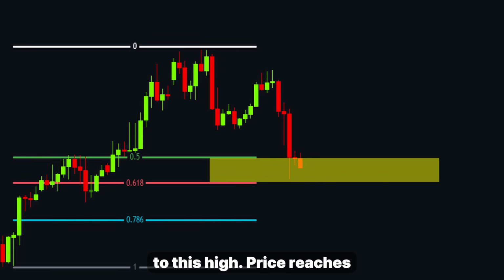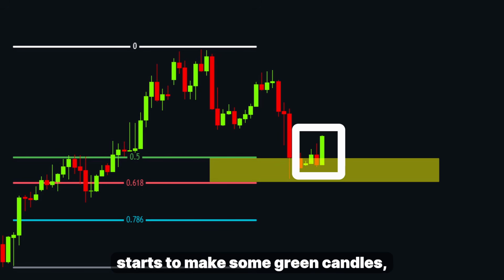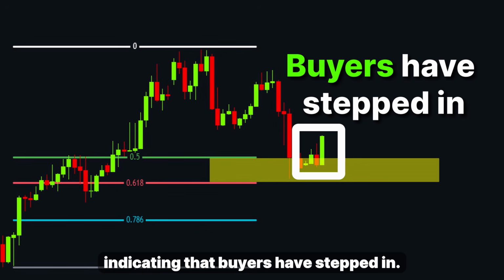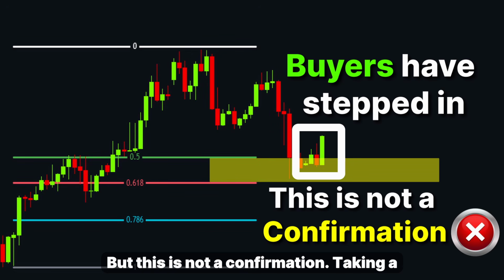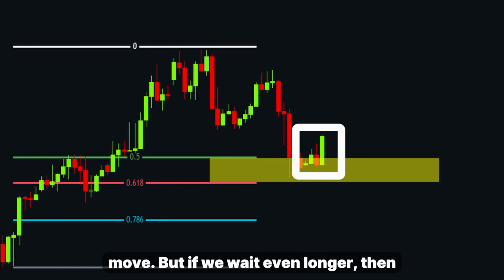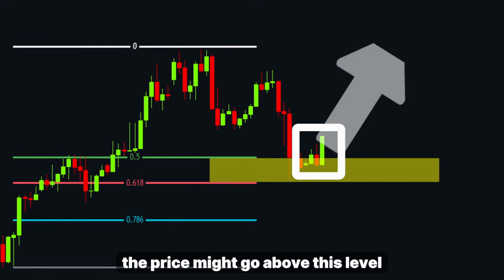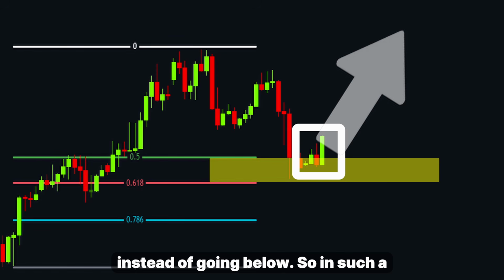Price reaches the golden level, which is the 61.8% level. After reaching this point, the price starts to make some green candles, indicating that buyers have stepped in. But this is not a confirmation. Taking a trade from this point would be a risky move. But if we wait even longer, then the price might go above this level instead of going below.